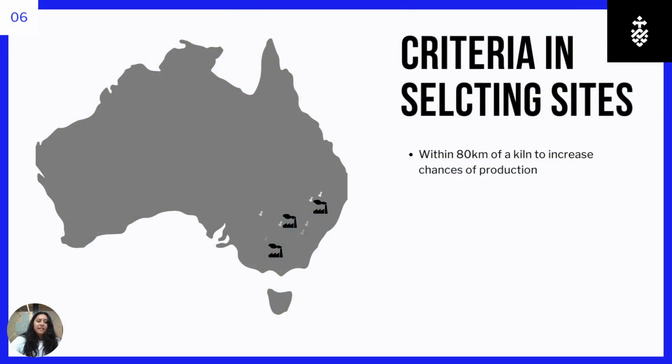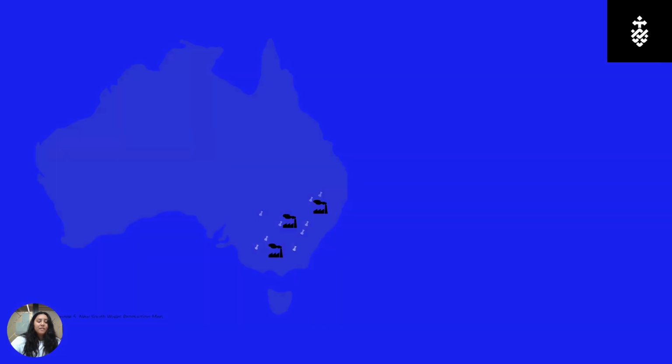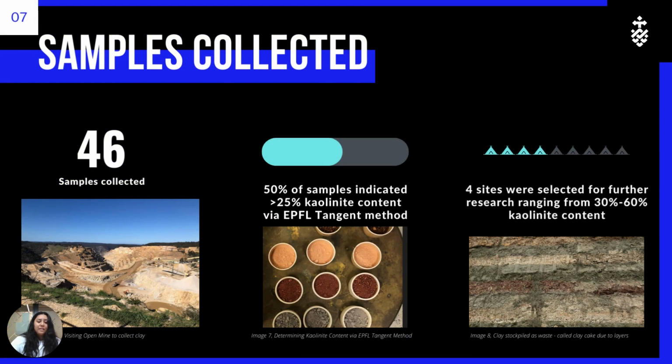The criteria in selecting the sites to further investigate was simple. We targeted sites within an 80-kilometre radius of a kiln. It had to already be extracted, and large quantities had to be available. Even though there was a rigorous criteria, 9 sites actually fit into this rubric. From this, 46 samples were collected in total. Around 5 samples were taken per site.